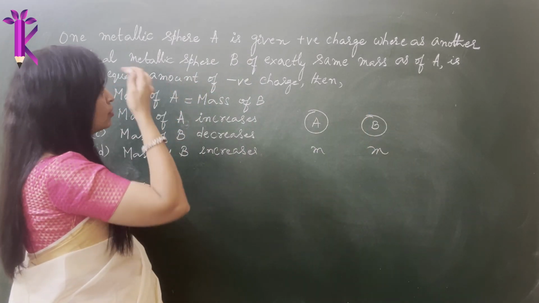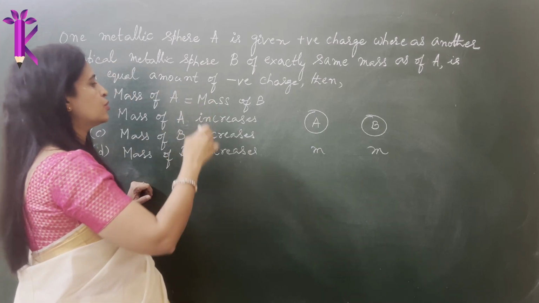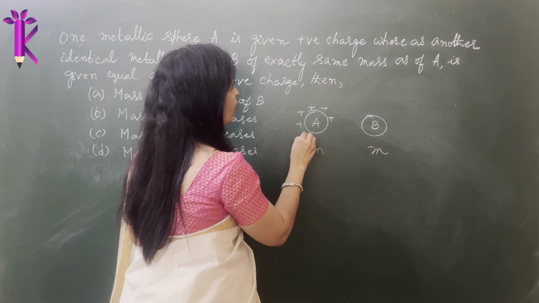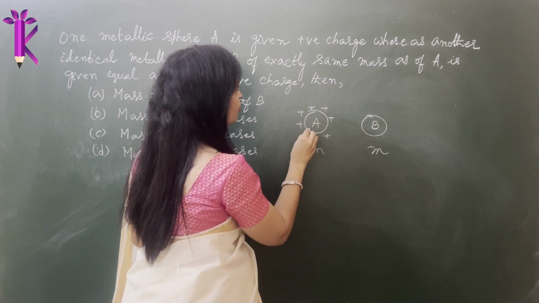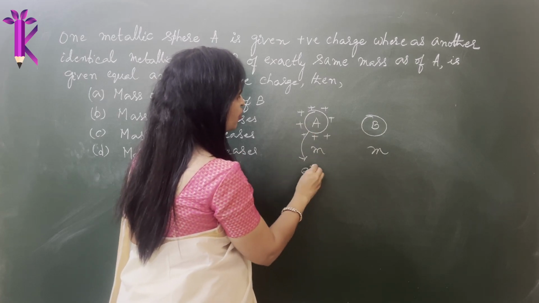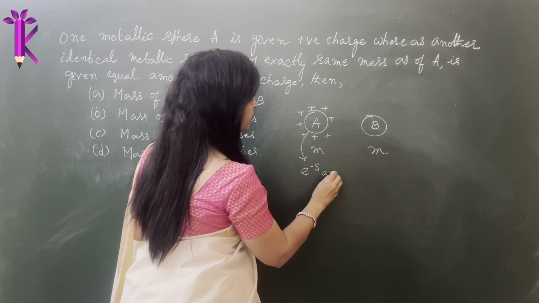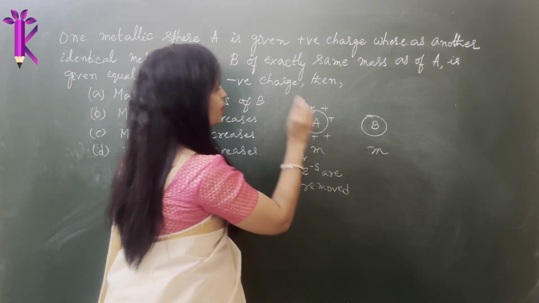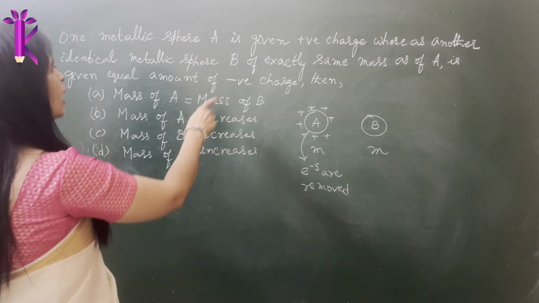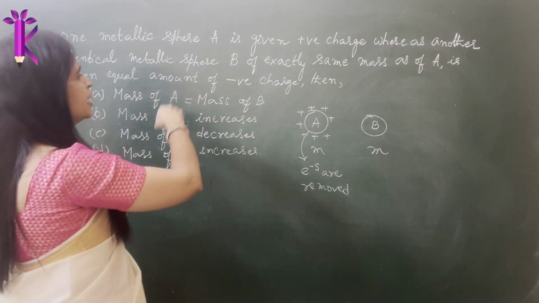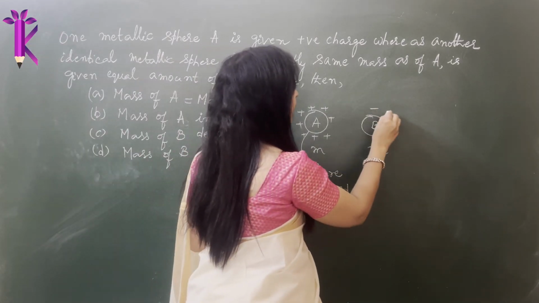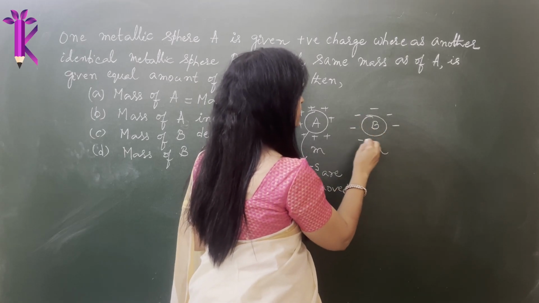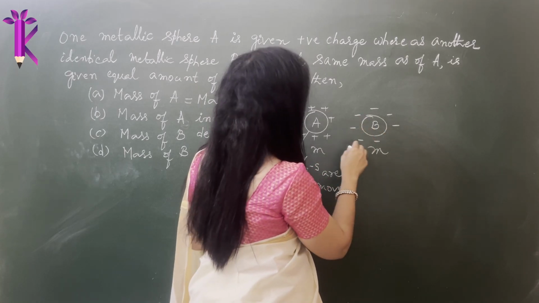So what are you doing? You are giving positive charge to A. So you are giving it an excess of positive charge. Giving an excess of positive charge means you are removing electrons. Electrons are removed from A. Only then will there be an excess of positively charged particles. Now, you are giving an equal amount of negative charge here, so you are adding electrons. You cannot remove positively charged particles, but you can always remove electrons and add electrons.